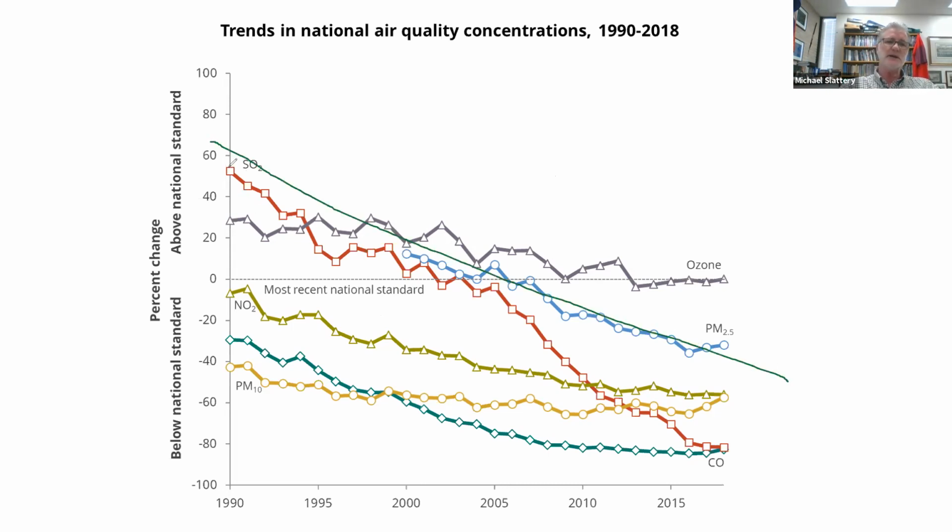I mean, look at sulfur dioxide. Over a 30-year period, sulfur dioxide has gone from being 50% above the national standards to 80% below. That's an extraordinary environmental success. You know how environmentalists often want to be doomy and gloomy and we're all going pear-shaped and everything's going to, you know, air quality has improved dramatically in the United States, right?